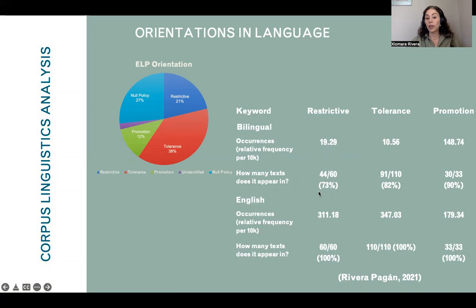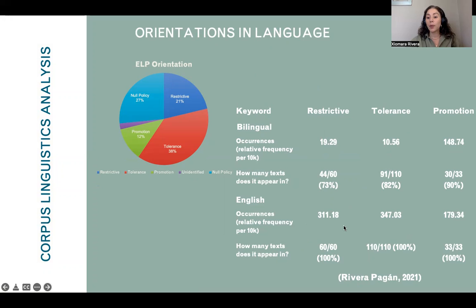There's also an increase in the dispersion of the use of the keyword bilingual from one orientation all the way to promotion orientation. We see that there's a significant use of English, which is not surprising, within all of the orientations, or all of the texts that were identified with these particular orientations.